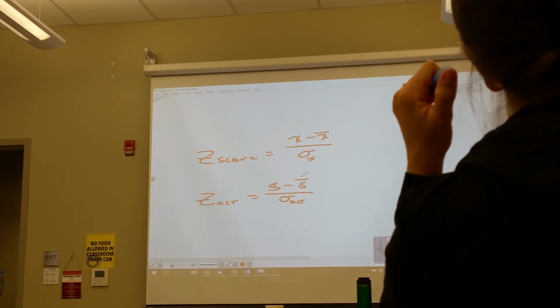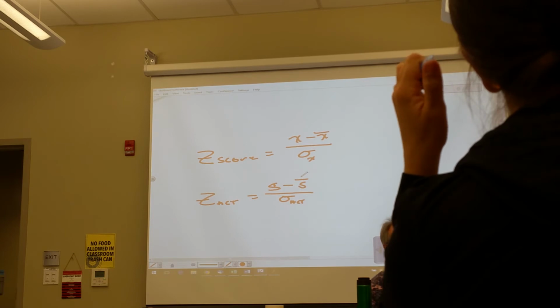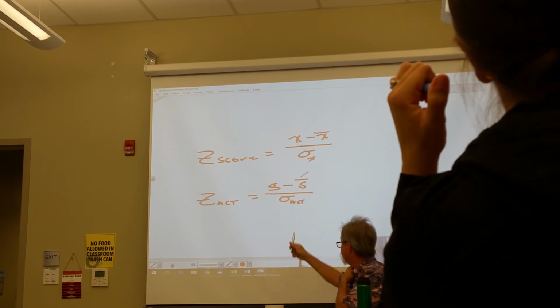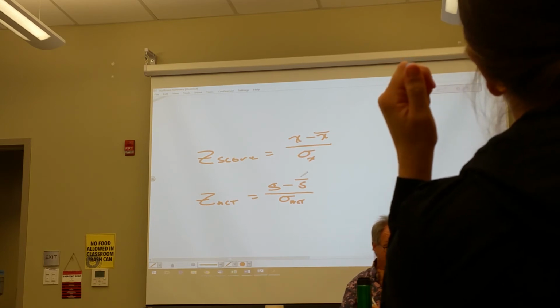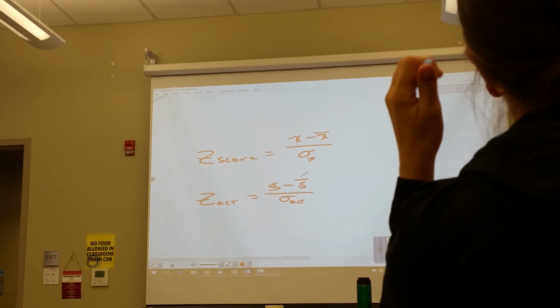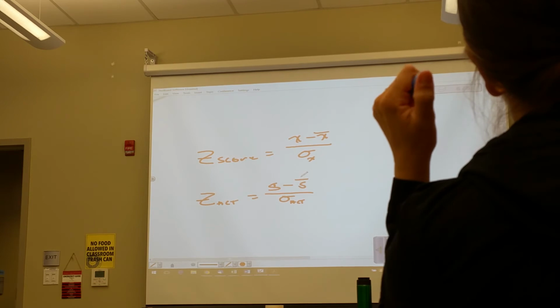Since it's S, it's going to be S bar, not X bar. What is that Greek letter again? This one? Yeah. Middle sigma. Sigma. And then I'm going to have to do the one with the SAT also.